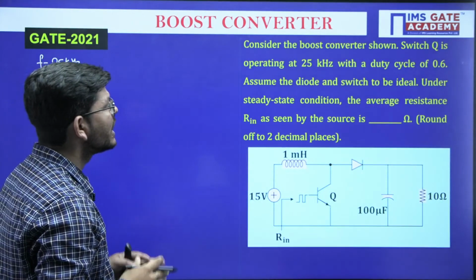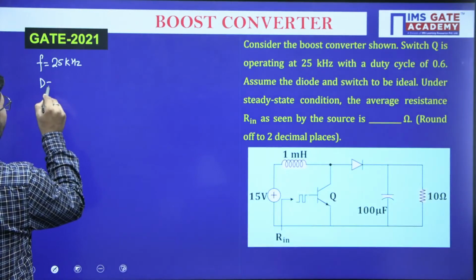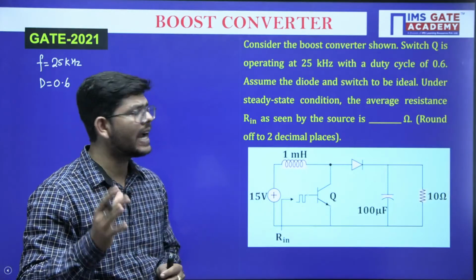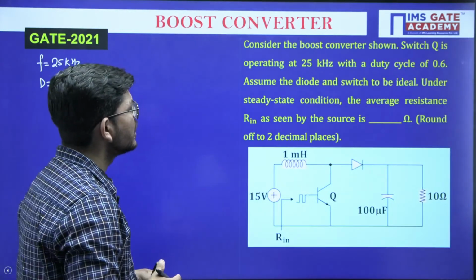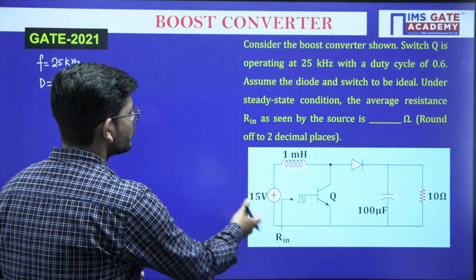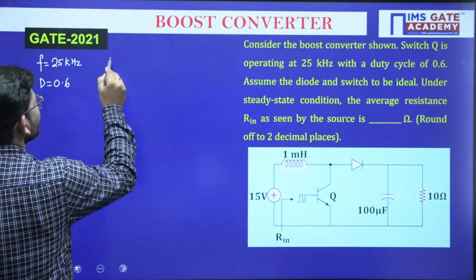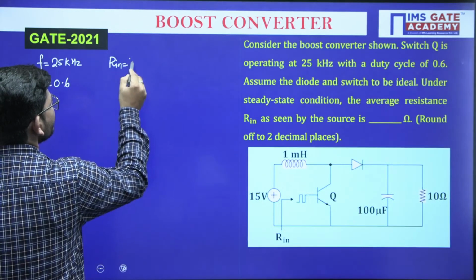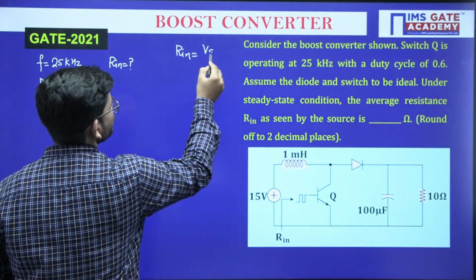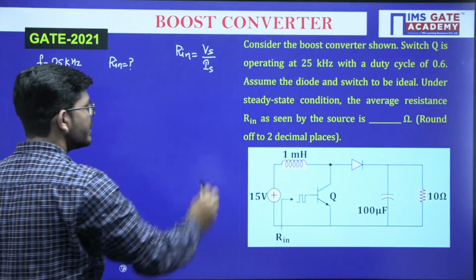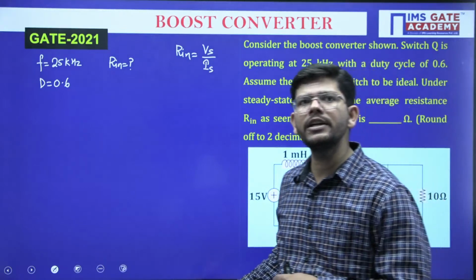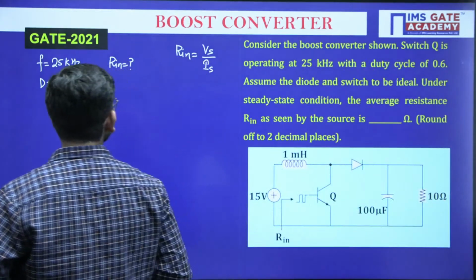After that, duty cycle is 0.6. So D value that we have is 0.6 here. Fine. Assume the diode and switch to be ideal. That's absolutely fine. Under steady state condition, the average resistance seen by the source will be. So we have to find the average resistance. Okay. And now can you tell me, average resistance seen by the source will be source voltage divided by source current. Yes or no? Now source voltage is given to you. How much is it? It is 15 volt. We have to calculate IS.